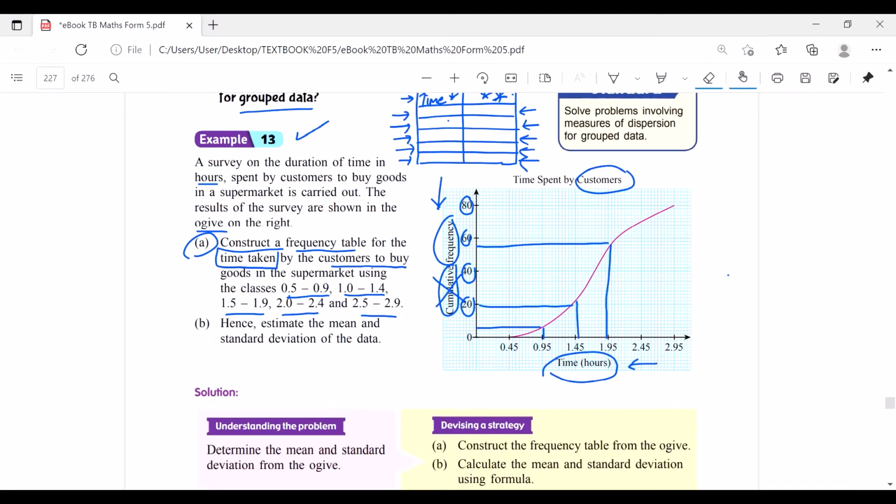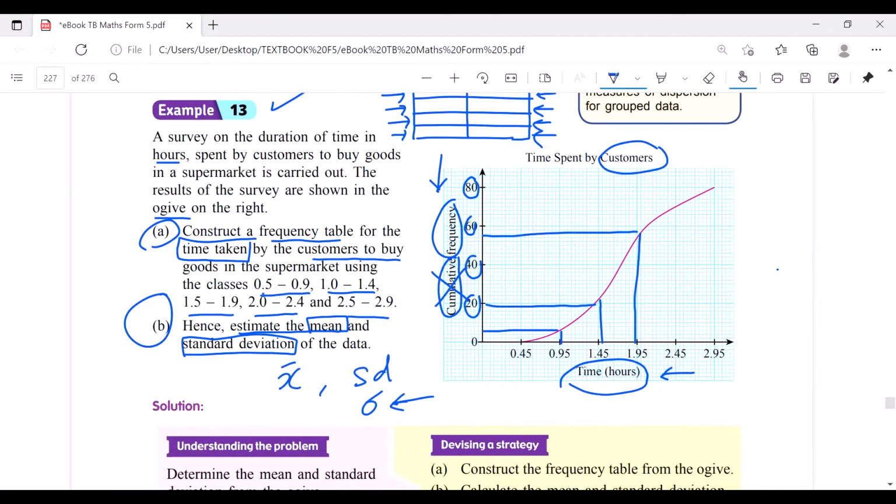this one, yeah, estimate the mean and the standard deviation. Okay, the mean and the standard deviation. Okay, it is your this one. The symbol is this one. So you have to remember your formula. How to use your formula? You have to make your table first, yeah. So it's just a repetition to you.